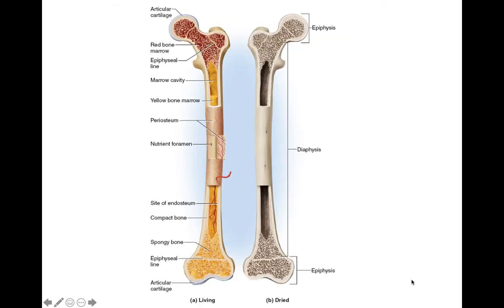This is maybe a better diagram. Again, side by side, on the left it's a living bone, so it's going to be filled with both the adipose tissue and the bone marrow, right? So we have the red and the yellow. And on the right, it's dried, so you're seeing the empty spaces of the spongy or cancellous bone.